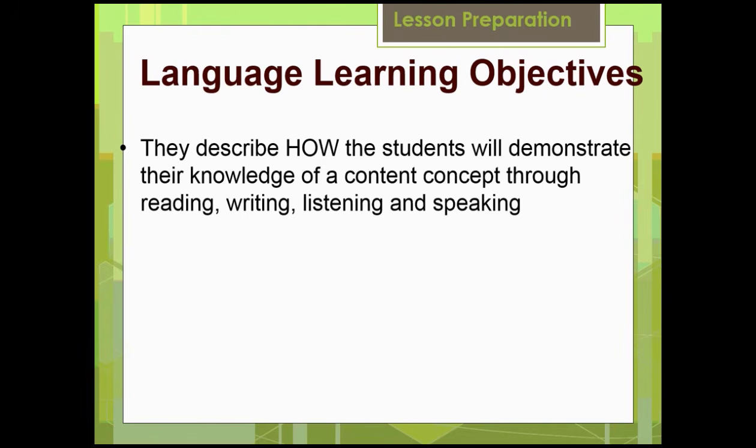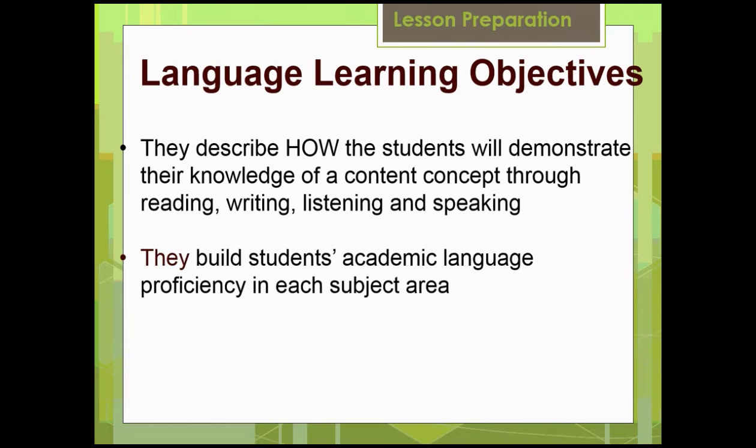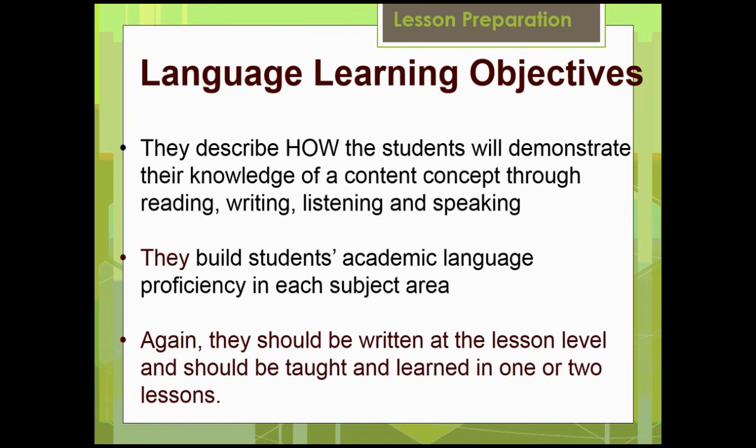Language objectives describe how the students will demonstrate their knowledge of content concepts through reading, writing, listening, and speaking. They build students' academic language proficiency in each subject area. Again, they should be written at the lesson level and should be taught and learned in 1 or 2 lessons.